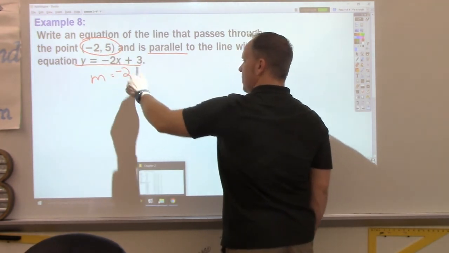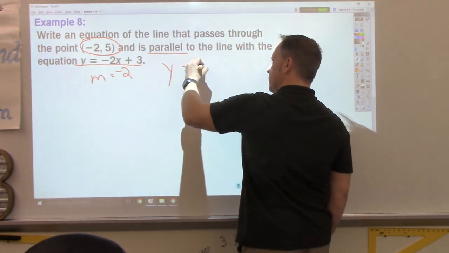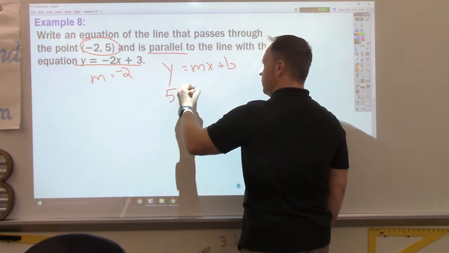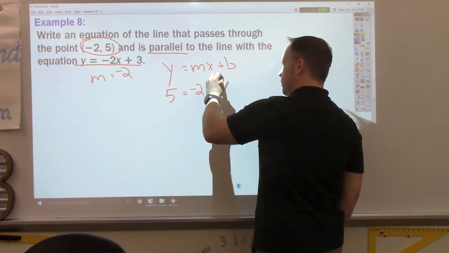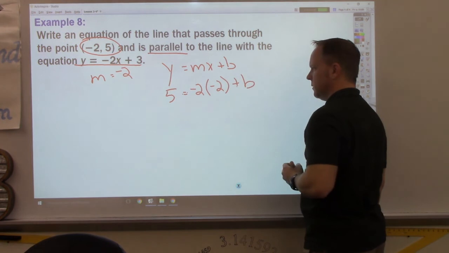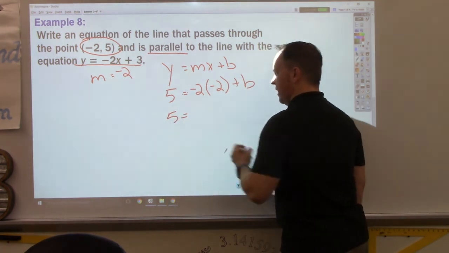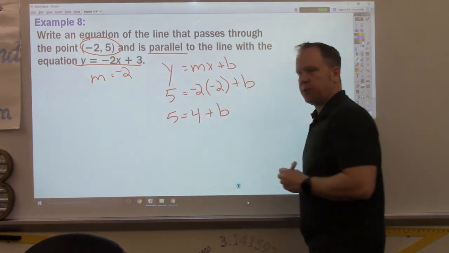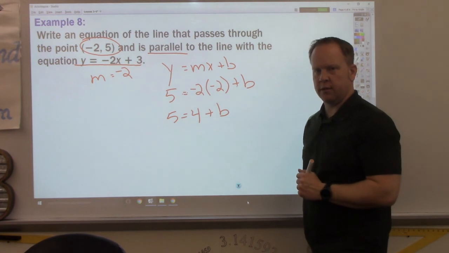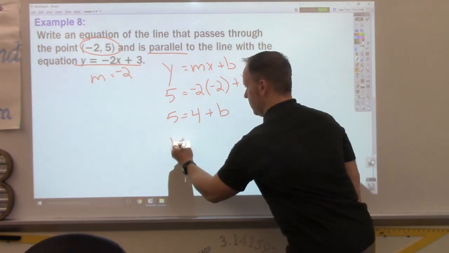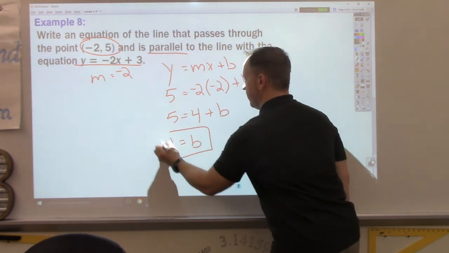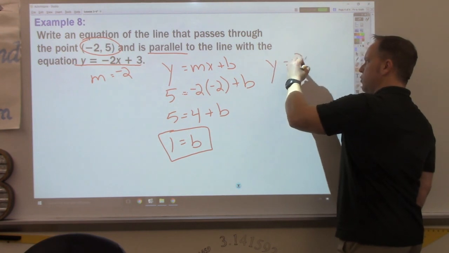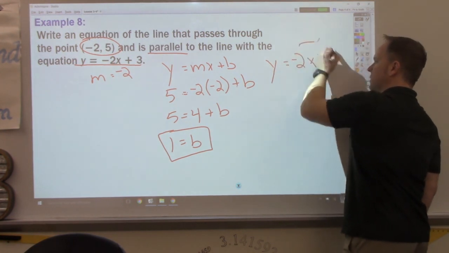X, y, and m, solve for b. So I have 5 equals negative 2 times negative 2 plus b. Negative 2 times negative 2 is a positive 4. Subtract 4 from both sides. Go ahead, I'll wait for you to put it in your calculator. 1 equals b. Again, final step, plug everything in. y equals negative 2x plus 1.